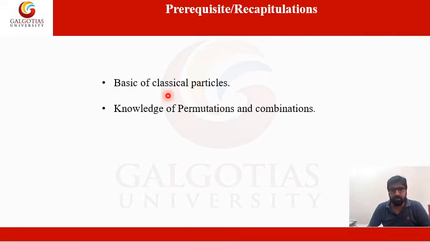Before starting this lecture on classical statistics, which is based on Maxwell-Boltzmann distributions, the prerequisite that is required is the basics of classical particles. It means what are classical particles, or which particles could be denoted as classical particles. Secondly, knowledge of permutation and combination. Very basic, very fundamental knowledge is required, that one has studied in class 12.